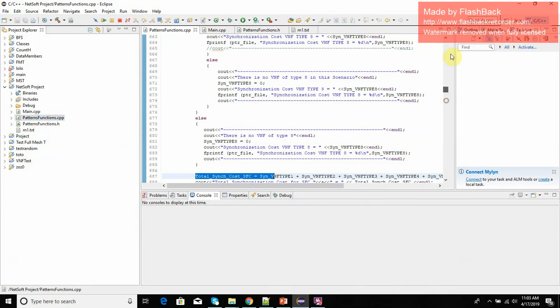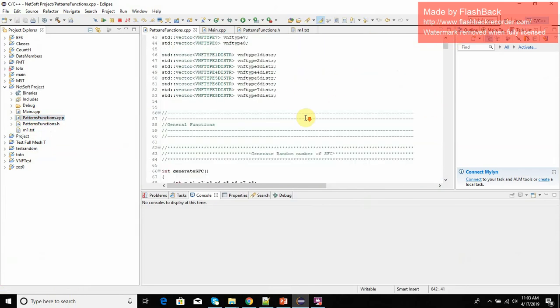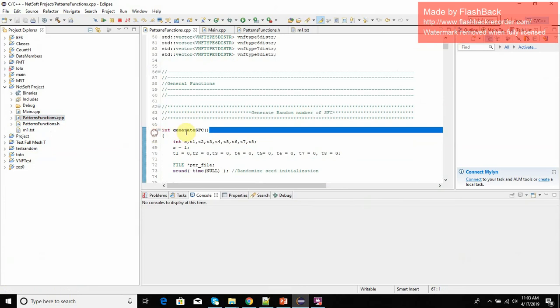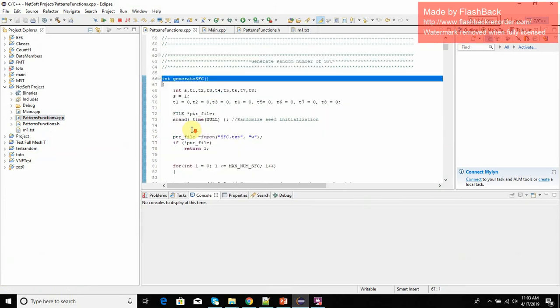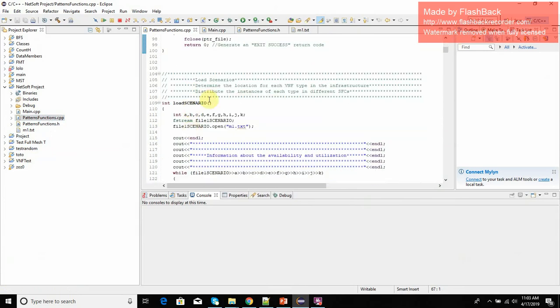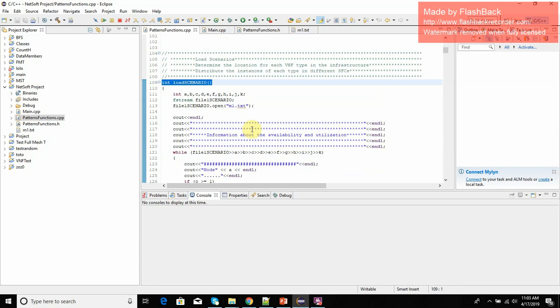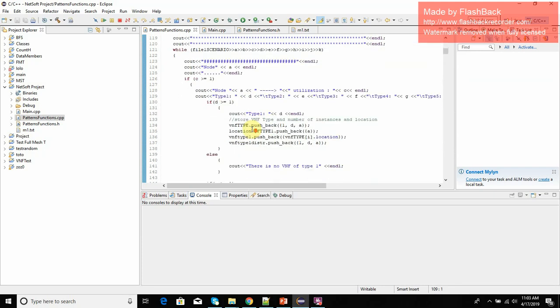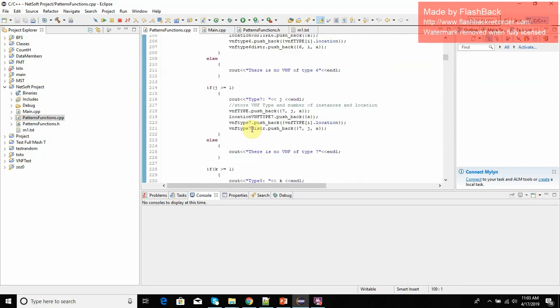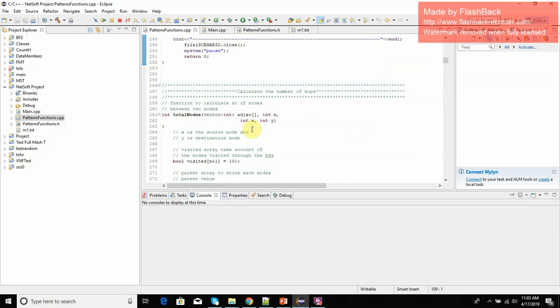We have here some functions. The first function is responsible for generating the service requests. After that, we have a function to load the scenario. In our demonstration here, we will present scenario number 8. So we have to read the data from this scenario, like capacity, utilization, and the number of instances for each VNF type. After that, we have a function to calculate the number of hubs between VNF instances of the same type.